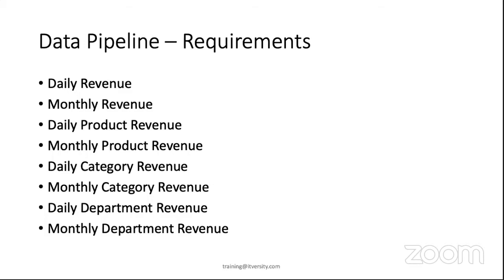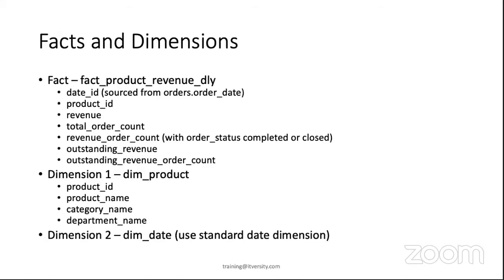But more than that, we'll try to come up with a design for these requirements, and then we'll get into the implementation. What are the facts and dimensions that should be created to support all these reports and dashboards associated with it? All we need is date ID, product ID, revenue as part of the fact. And then as part of the dimension, we need product ID, product name, category name, department name, if you go with a star schema, where we have only one dimension for the entire product catalog. And the other dimension should be the date dimension.